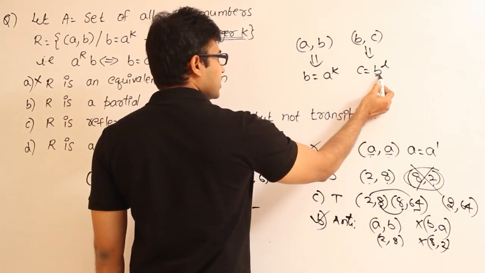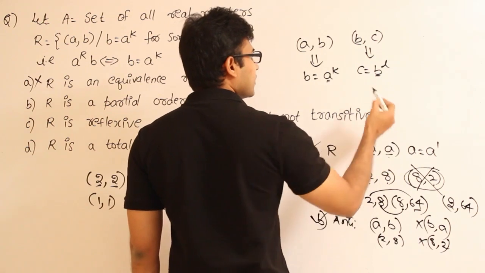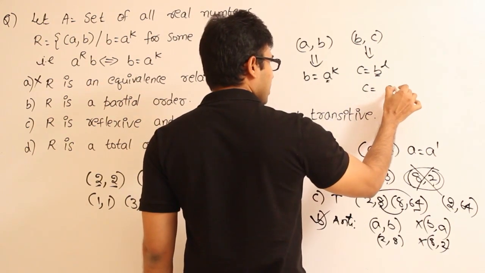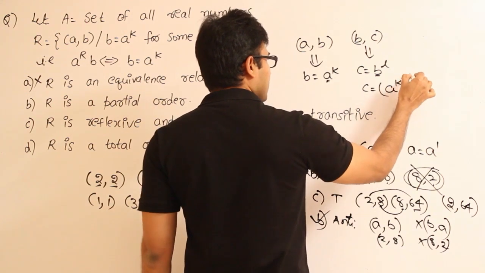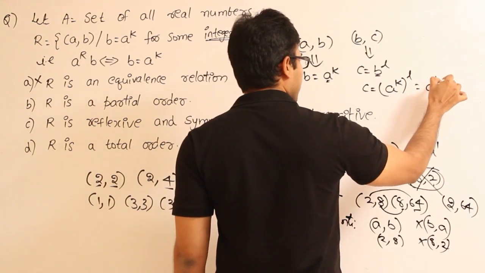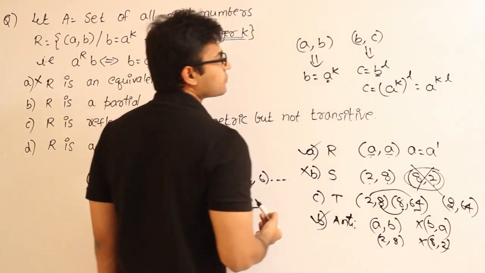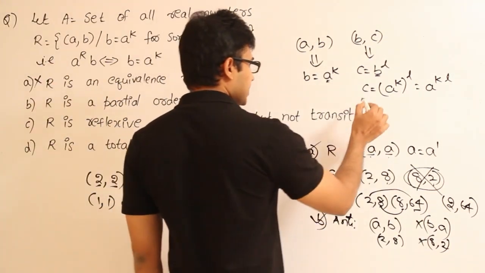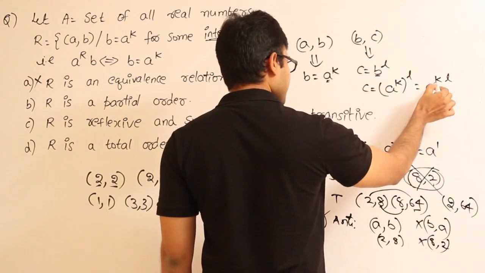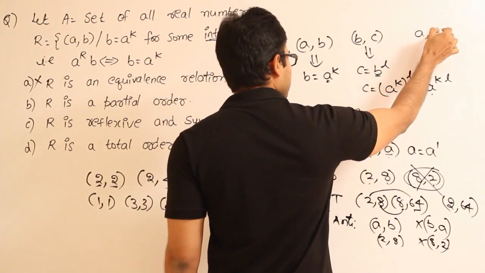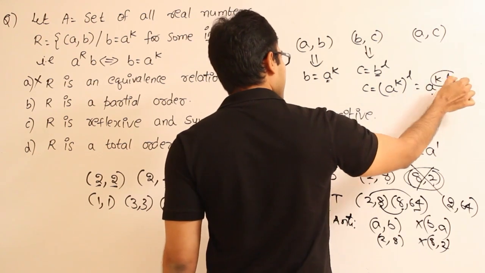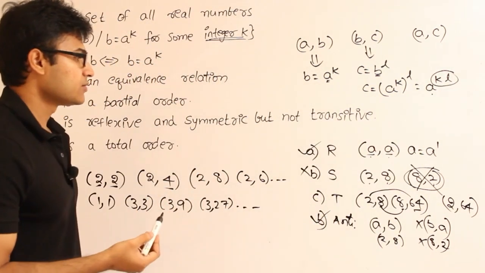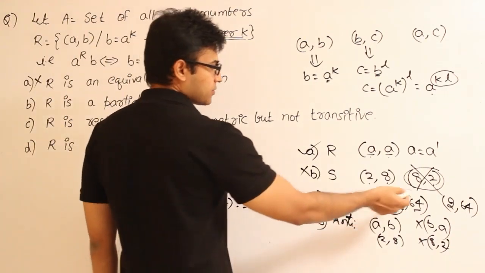Now definitely I can write like this. In place of B, if I substitute A power K, then what I get is C is equal to A power K power L. So which means C equals A power KL. Got it? Then what does it mean? If C equals A power KL, we can say that (A, C) is definitely present, because if K and L are integers, K into L will be an integer. You can see that as proof.